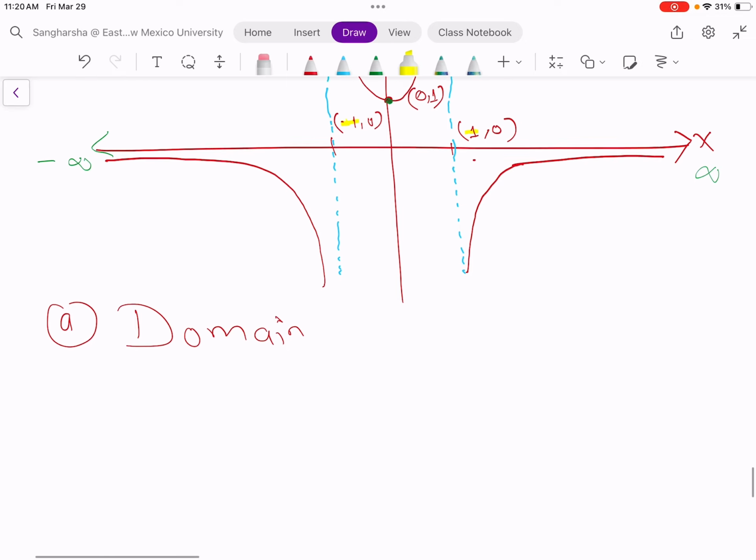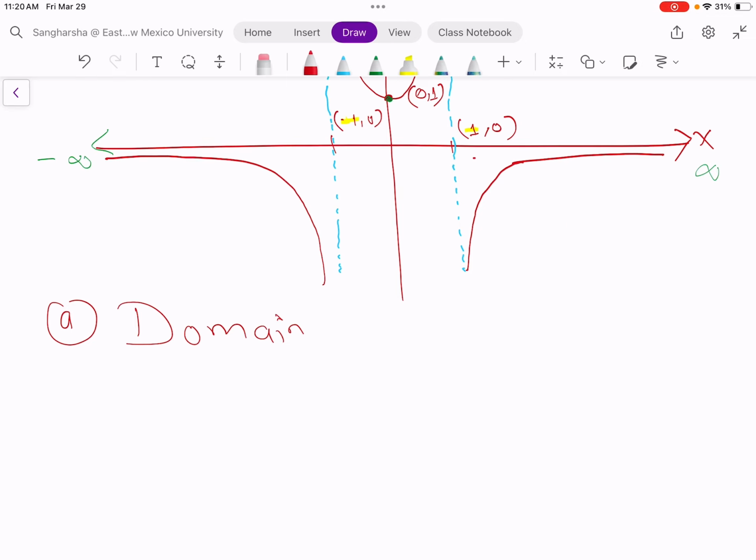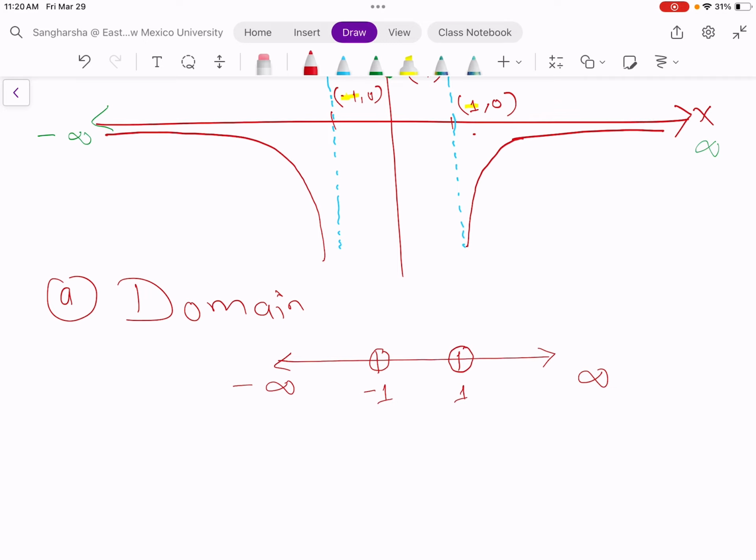So let's write that in interval notation. If you need help here, you can just draw a number line. We know -1 is not in the domain, so we have an open circle, and we know +1 is not in the domain, so we have an open circle. Now we rewrite this part of the number line in interval notation. So you exclude the points where you have the vertical asymptote. Every point where you have a vertical asymptote is not in the domain.